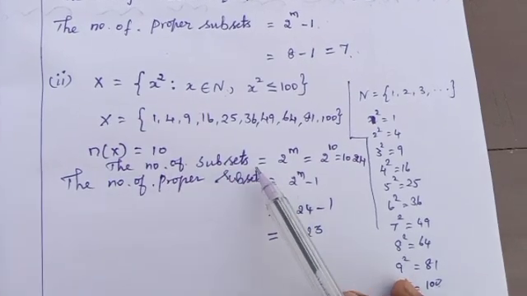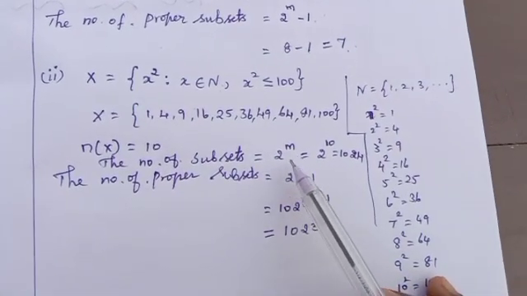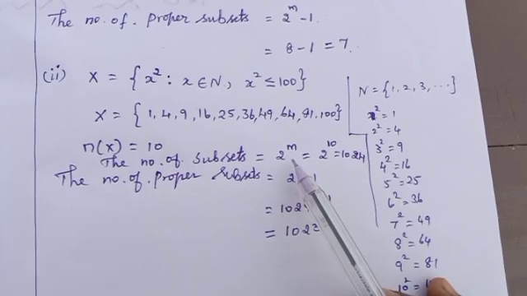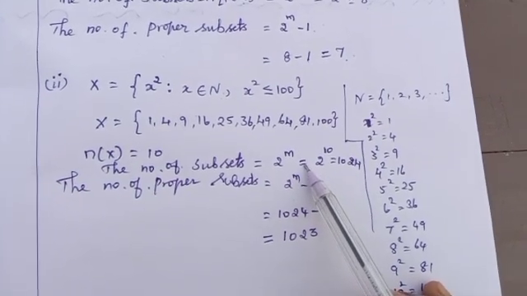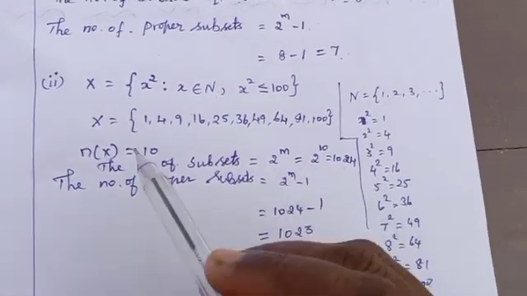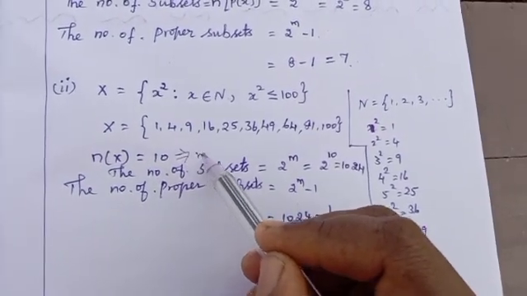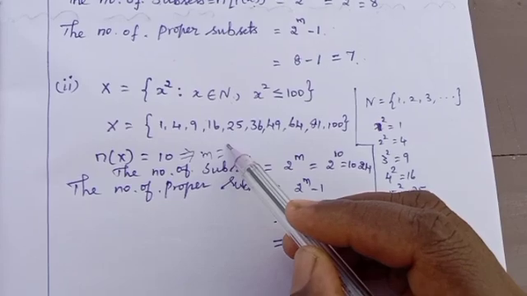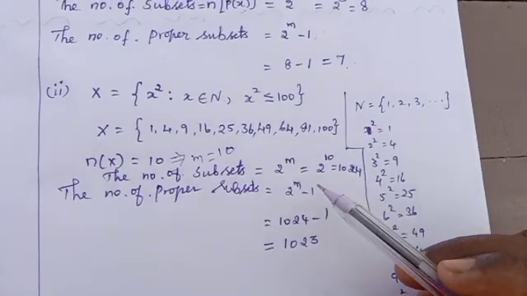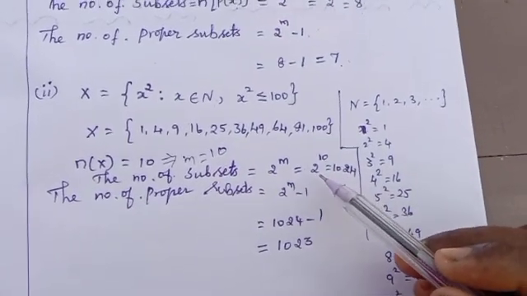The number of subsets is equal to 2 power m. What's the formula for the number of subsets? Yes, 2 power m. For n(X) equal to 10, this implies m is equal to 10. So 2 power m is equal to 2 power 10.